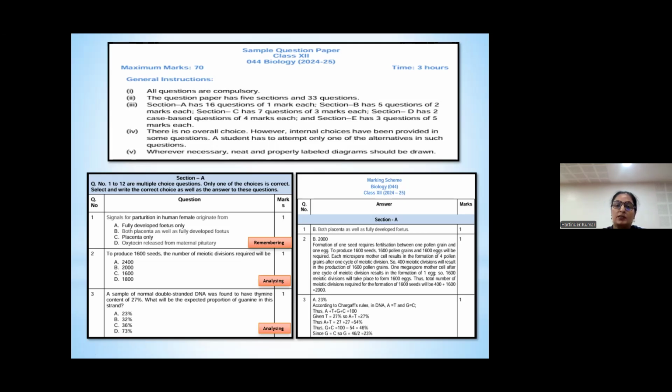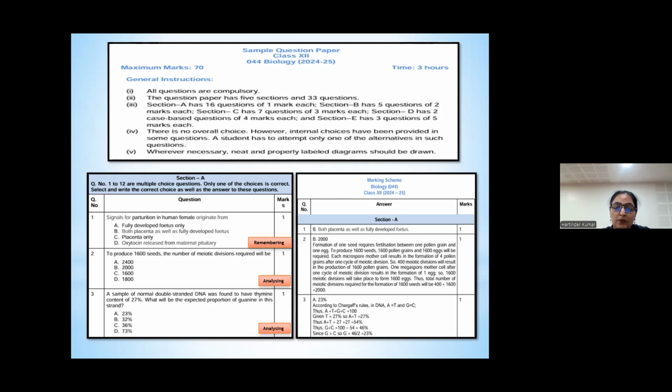Section C has 7 questions of 3 marks each. And the 4th section is of 4 marks each, that is the case-based study questions. Section E has 3 questions of 5 marks each. Internal choices are given. And wherever necessary, the students have to draw the diagram. We always guide them to draw the diagram in every question wherever required, except the 1 mark question, because that may be an MCQ, that may be assertion and reason.